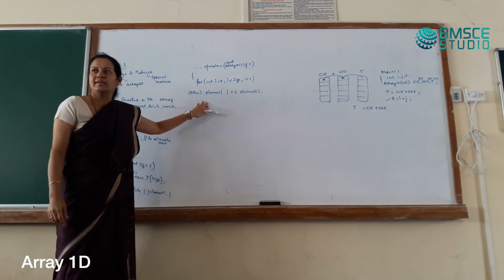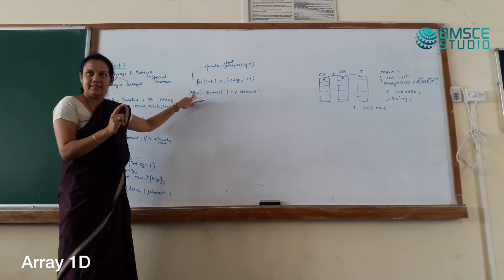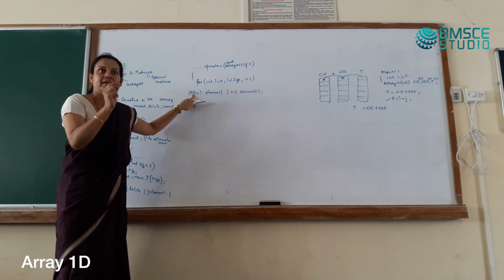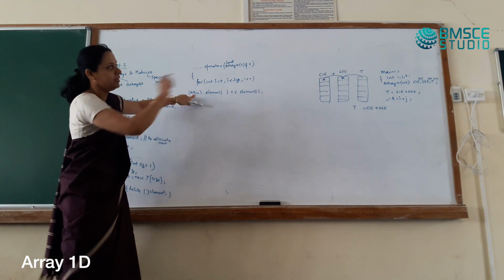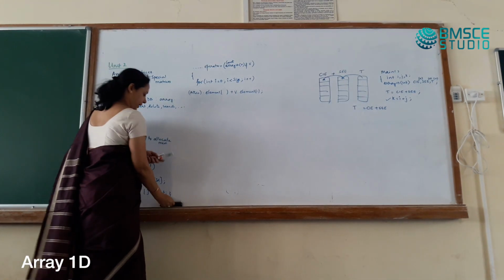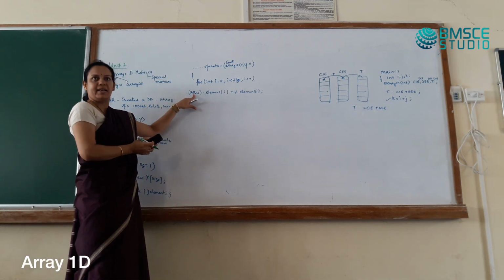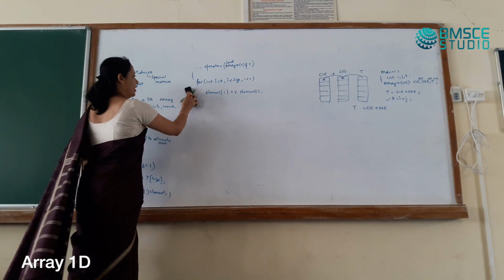Which object brought us here? CIE. So when you say star this, it refers to the object CIE, through its address. I could simply say element of i, or I could also say star this dot element of i. Both are the same.